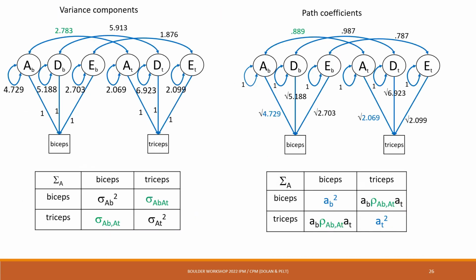Okay, so the previous slide showed you the results numerically, just in tables: sigma A, sigma D, sigma E. What we see here are the results represented in the path diagram. On the left, the variance components, and on the right, the path coefficient representation. These are equivalent representations. What we can also do is take the path coefficient representation and standardize the variance components, and that gives you a representation which is even easier to take in. Let's see that in the next slide.